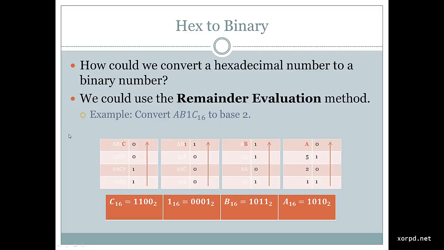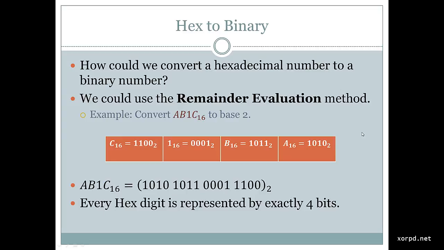Another interesting aspect of this table is that if we take the binary numbers in each of the small tables and write them in this order, just like the arrow shows, for example, for this one, 1, 1, 0, 0, we get that C in base 16 actually equals 1100. And 1 in base 16 equals 0001 in base 2, and so on. Finally, we'll get this representation in base 2 for the number AB1C.